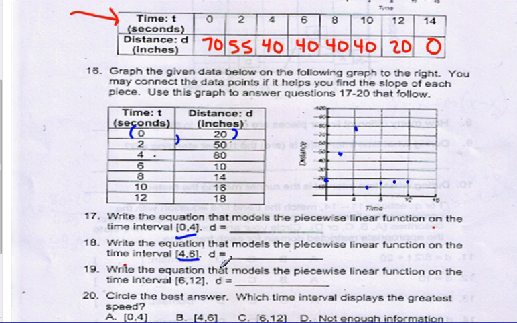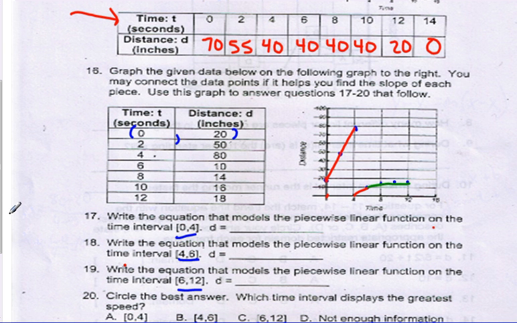So we need to find the slope of each piece, because what we're going to do is write the equation that models the piecewise linear function on the time interval from 0 to 4, from 4 to 6, and 6 to 12. So we're going to write an equation for each one of those lines. The first line goes from 0 to 4, so we just draw a line from 0 to 4. And then from 4 to 6 is going to be this little interval right here. And then 6 to 12 is this last interval from here to here. We can't draw an exact line, but it's approximate, like that.